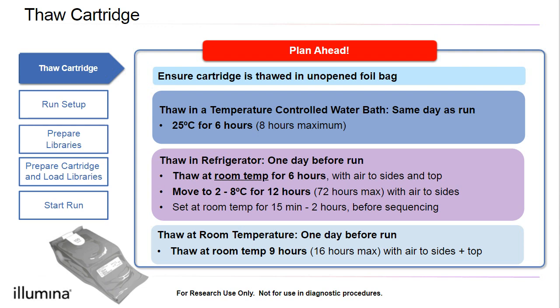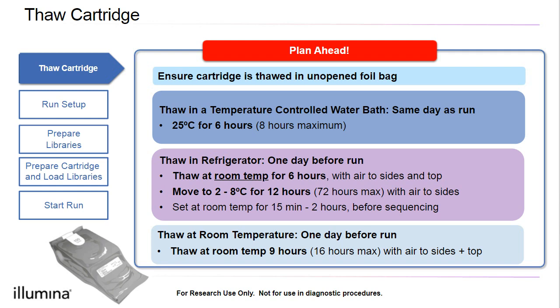Our first option for thawing is to thaw in a temperature-controlled water bath. This allows us to start thawing the same day as the sequencing run. This can be done by thawing at 25 C for 6 hours with a maximum of 8 hours.